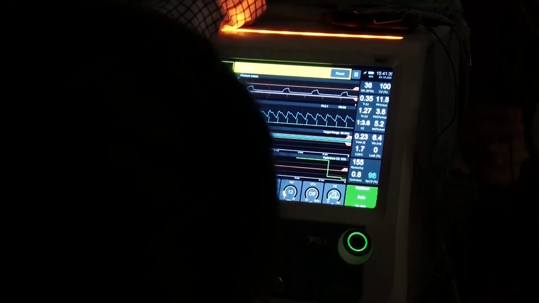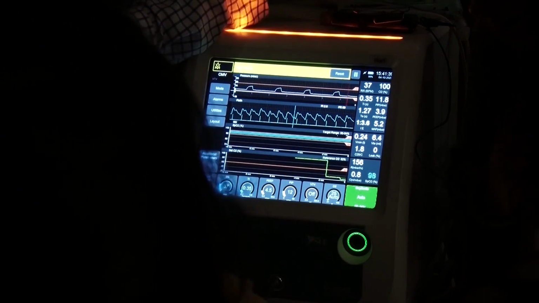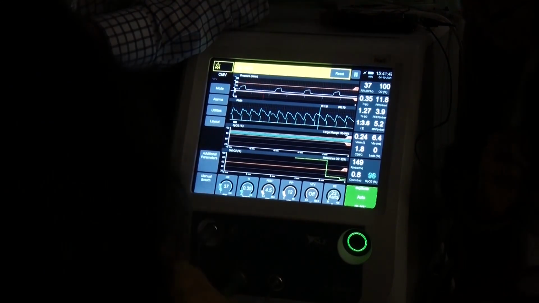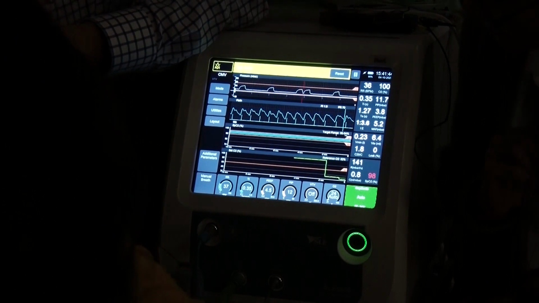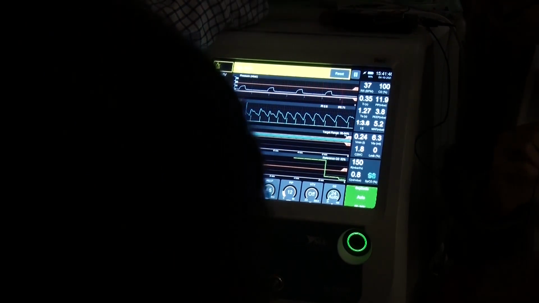This is where it keeps going up and down, where you might want to take over. No, it's okay.